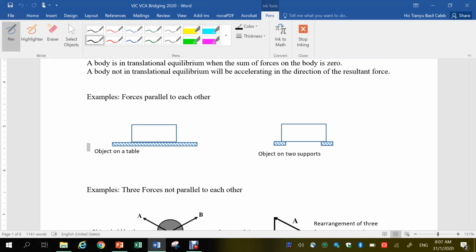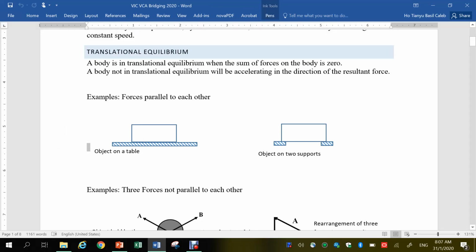Let me bring out the pen. If you look at an object on the table, it's obviously not moving. There are two forces acting on the body. First and foremost, there's the weight acting on the CG of the body. So we draw an arrow downwards and call it weight. There must then be another force that's opposite in direction and equal in magnitude to the weight, such that this object on the table is in equilibrium.